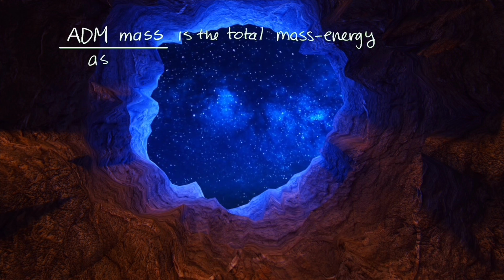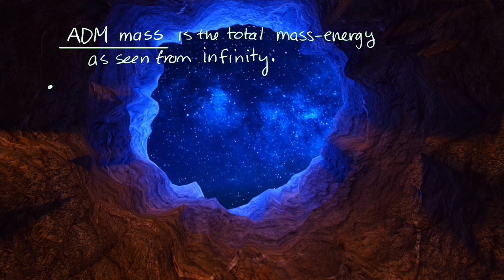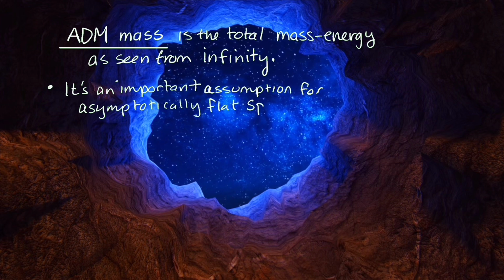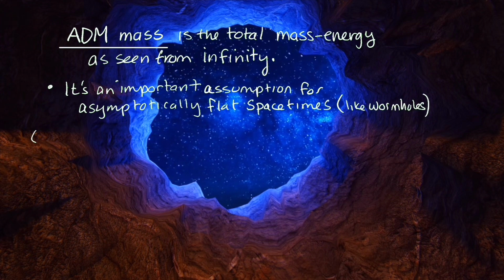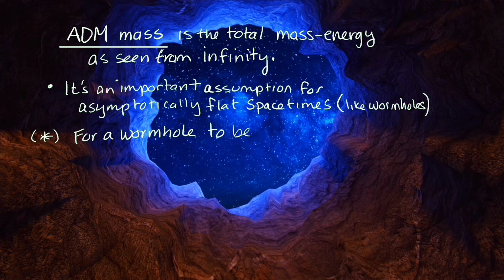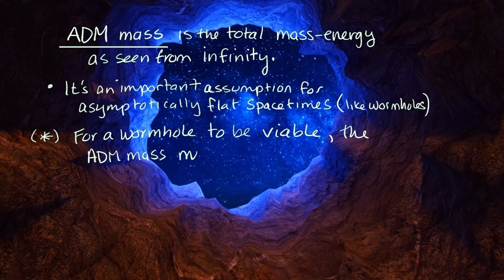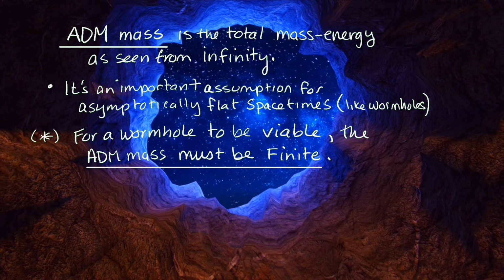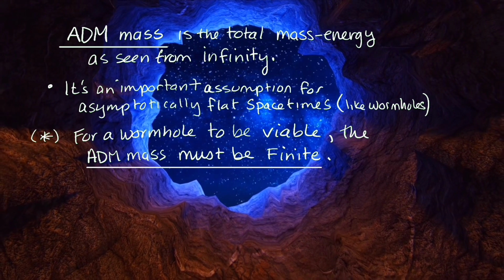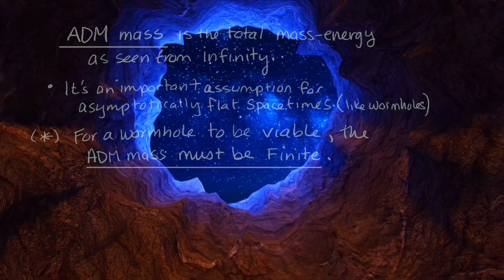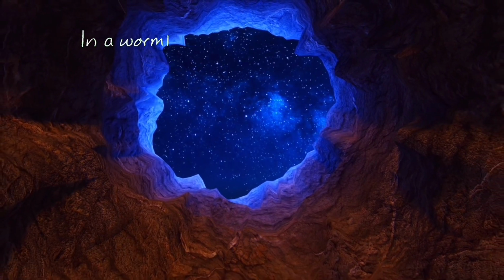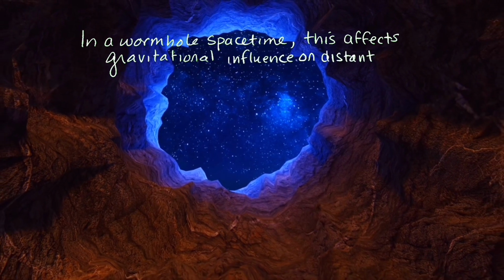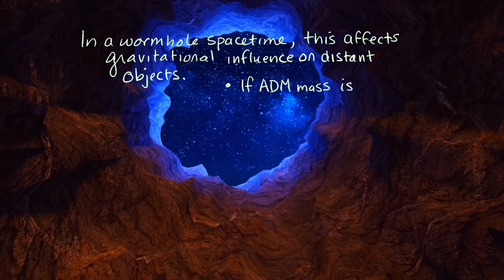ADM mass. The ADM mass is the total mass energy as seen from infinity. It's an important assumption for the asymptotically flat spacetimes like wormholes. And for a wormhole to be viable, the ADM mass must be finite. You can think of this as the mass as viewed from very far away. In a wormhole spacetime, this affects gravitational influence on distant objects.